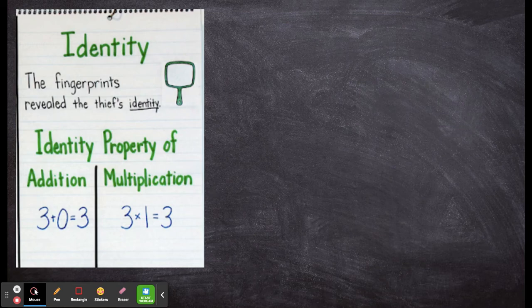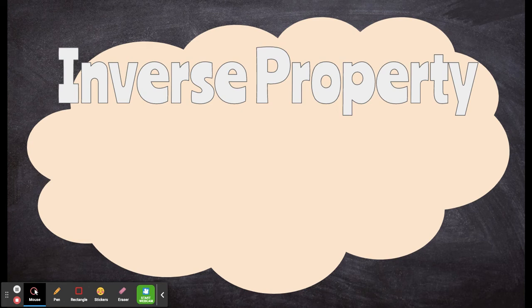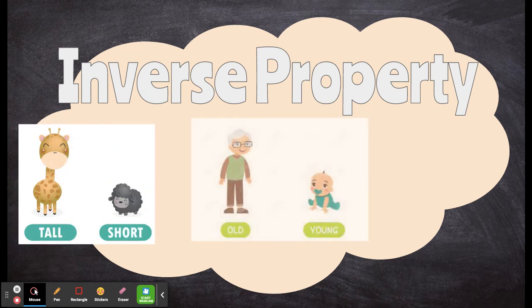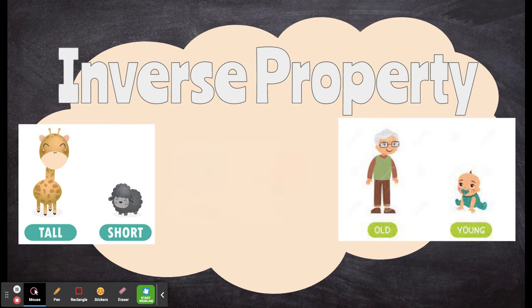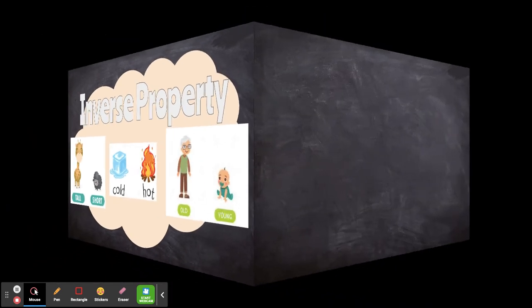All right, so last but not least, guys, we have the inverse property. As you see, we're focusing on these 4. There will be another station for the distributive property. All right, so inverse property, let's look at these things. We have tall versus short, old versus young, cold versus hot. All right, so if you see that, what do you guys think these are? You guessed it, they're opposites. They're all examples of opposites. And when you think inverse, I want you to think opposites.